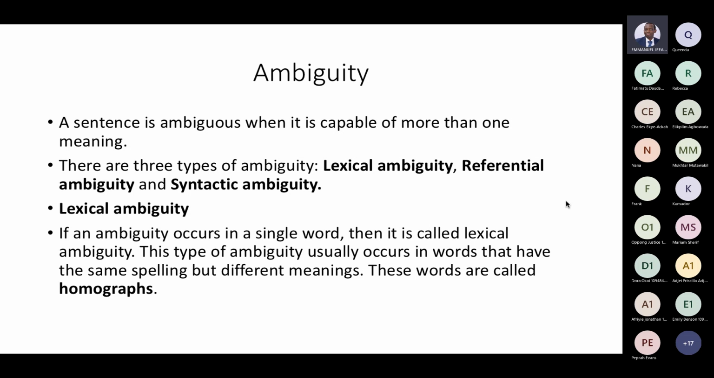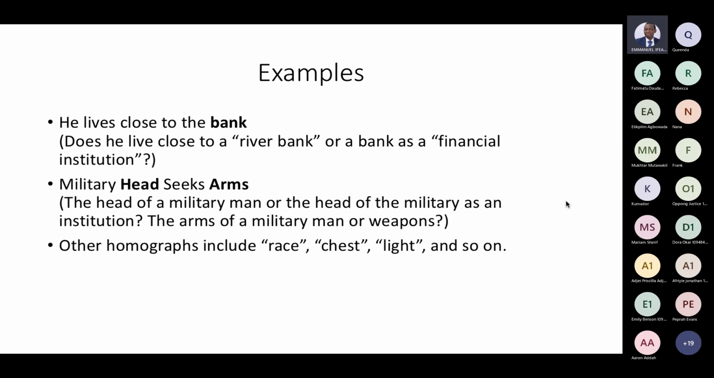I'm taking this one from elsewhere so that I'll show you how to easily identify ambiguities. First of all, you have lexical ambiguity, which is ambiguity that occurs in a single word. This type usually occurs in words that have the same spelling but different meanings. Such words are called homographs. For example: he lives close to the bank. Does he live close to a river bank or a bank as a financial institution?